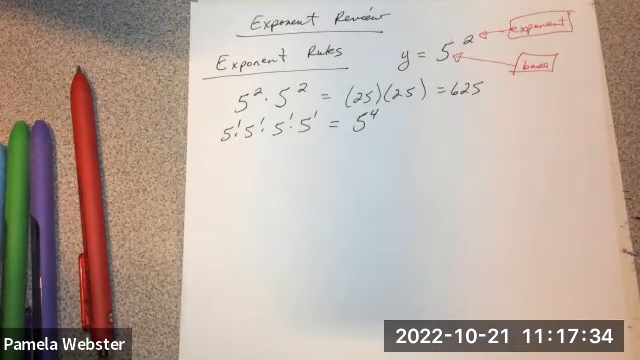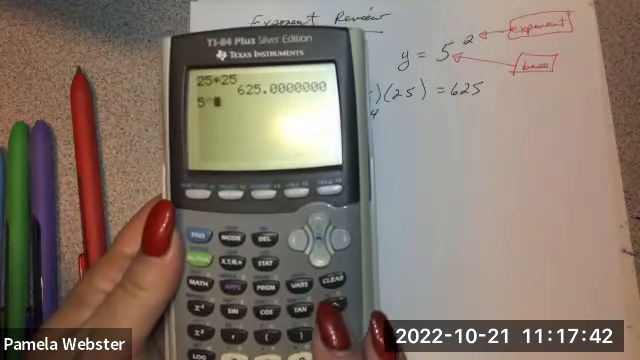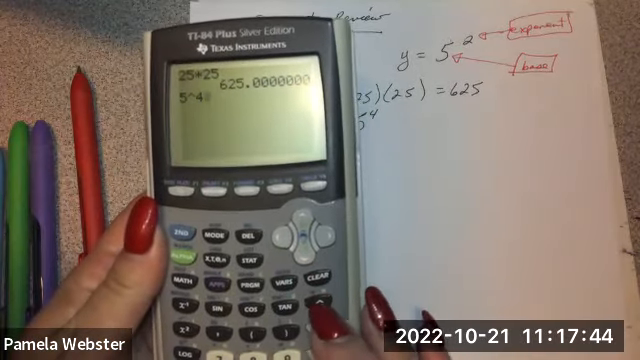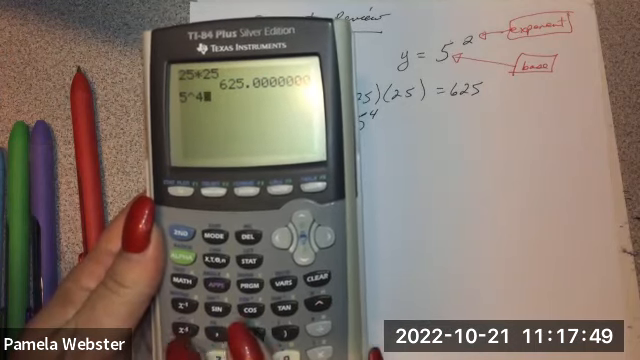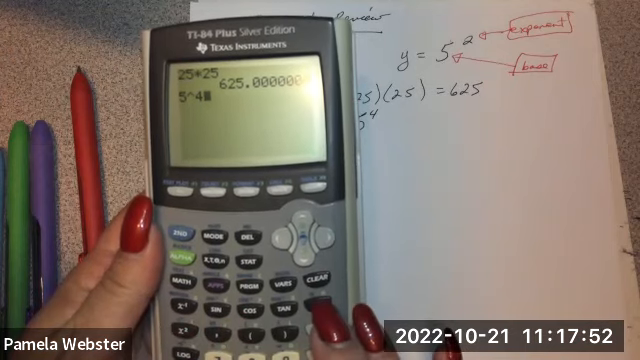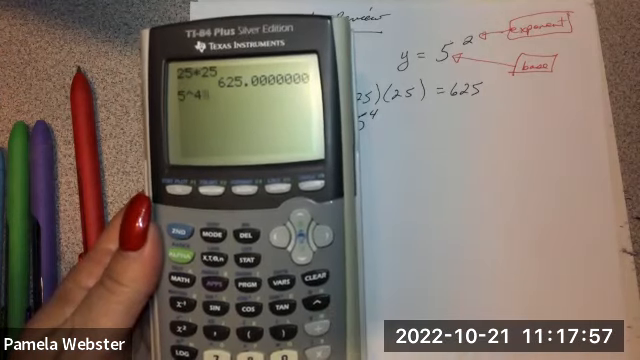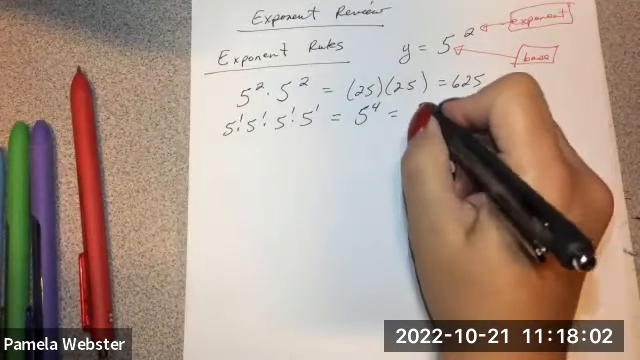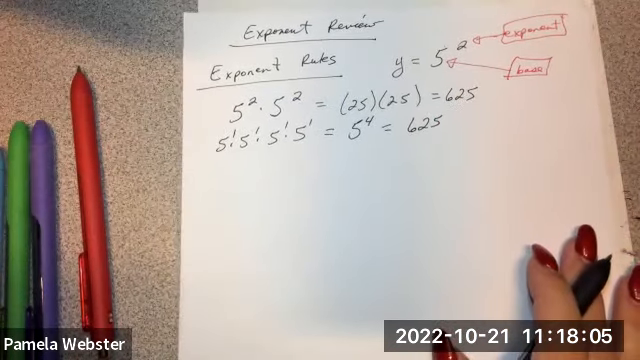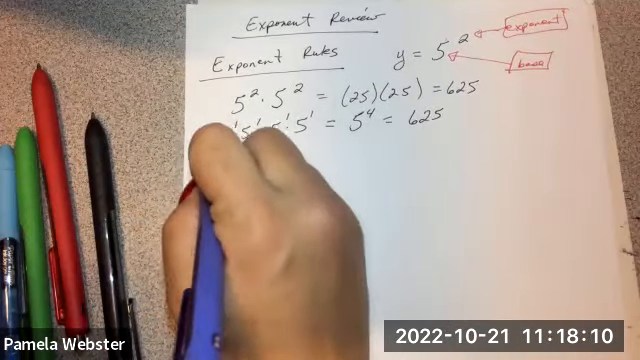If I punch that on my calculator, 5 raised to the 4th power, I'm using this little house top right above my division sign as the raise-to button. You can use the square button for raising things to the 2nd power, but when I want a bigger exponent, I use the caret button and then tell it what power. Look at that, that is 625.